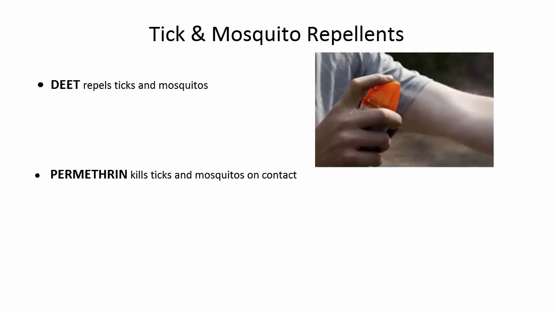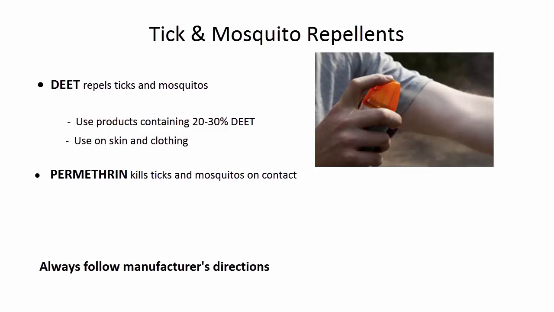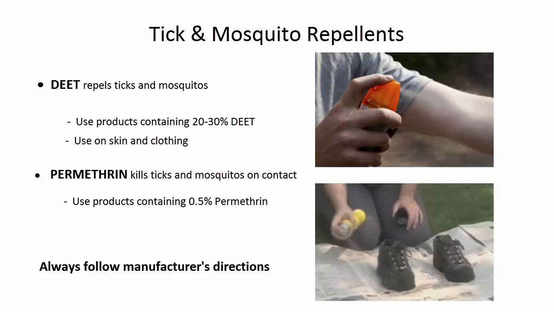Tick and mosquito repellents. Repellents and insecticides should be used to drive away or destroy ticks and mosquitoes. Use products containing 20 to 30% DEET on exposed skin and clothing. Always apply the product according to the manufacturer's directions. Use products containing 0.5% permethrin on clothing and gear to kill ticks and mosquitoes on contact. Do not use permethrin on skin. Permethrin remains protective through several washings. Always apply the product according to the manufacturer's directions.